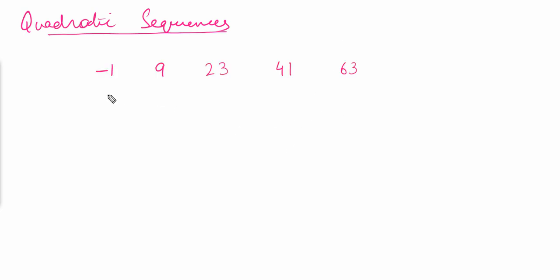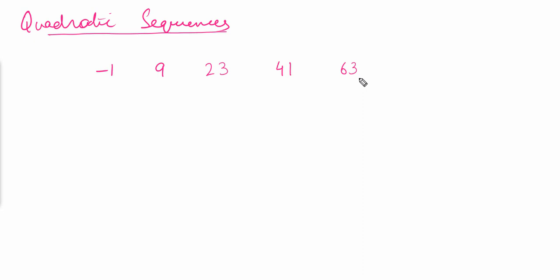Alright, so now I'll discuss the quadratic sequence. Let me just write down a sequence first of all, and then we will see how we can find out the expression for a quadratic sequence if we have been given a sequence. Here I have written a quadratic sequence that is -1, 9, 23, 41, and 63.